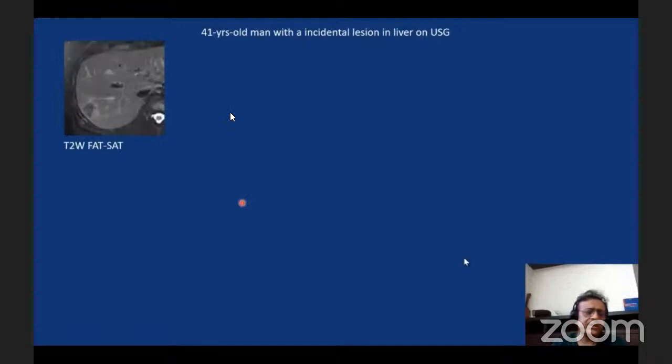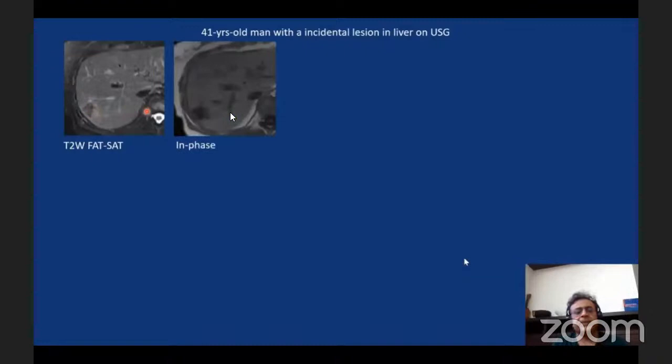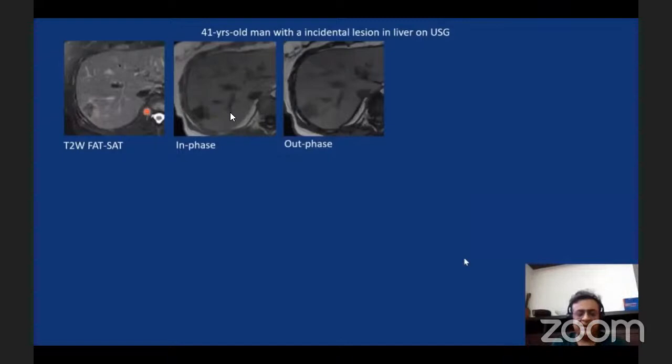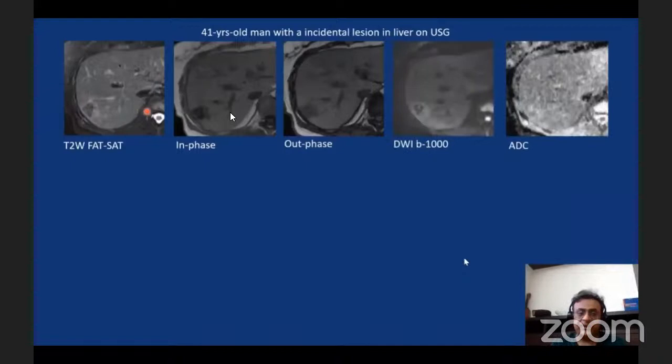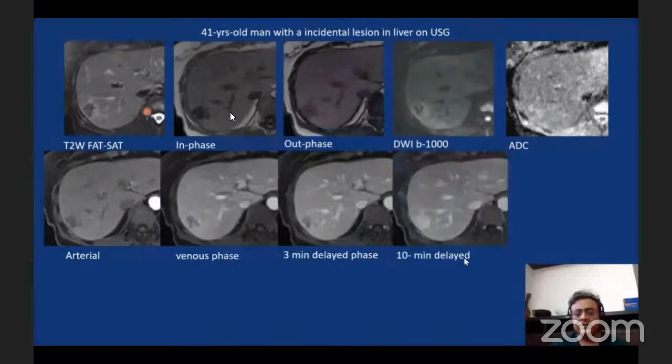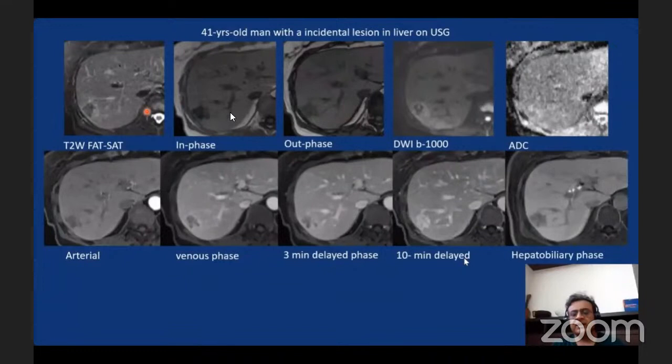MR was done for this patient. On fat-sat T2-weighted images, the lesion is heterogeneous, slightly bright in the periphery but dark in the center. In-phase and out-of-phase images confirm there is no fat, so hepatocellular carcinoma is unlikely. There is no restricted diffusion, which is quite useful evidence. In the arterial phase, there is no enhancement. In the venous phase, there is peripheral mild enhancement. In the delayed phase, there is centripetal movement of contrast. Finally, in the 10-minute delayed phase, the lesion enhances completely. In the hepatobiliary phase, there is some nodular patchy enhancement.